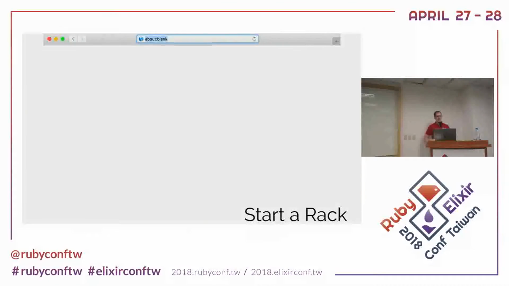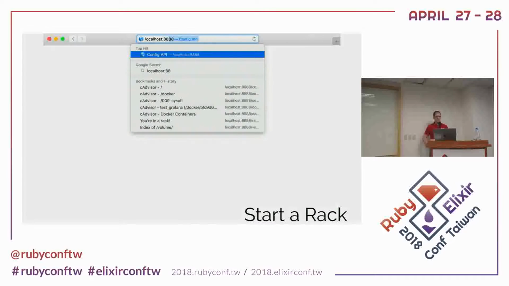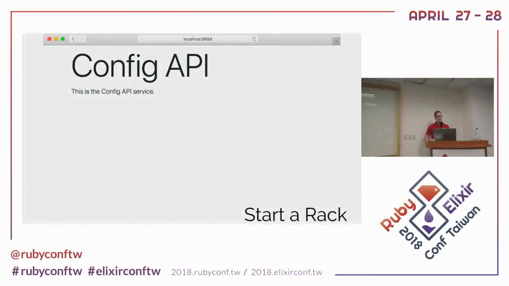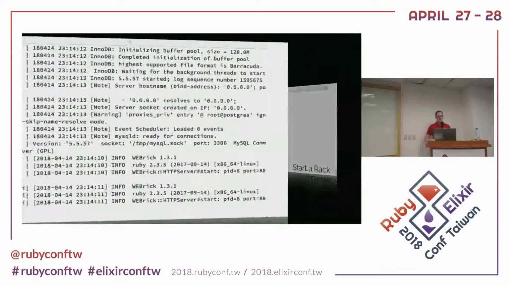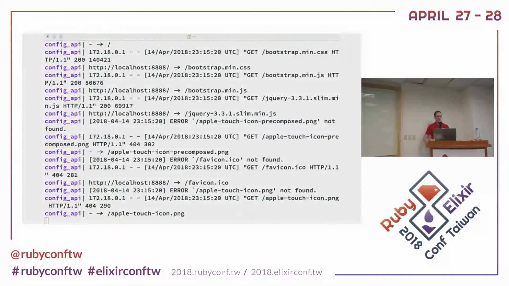The configuration service was running on port 8888. So when we load it, we see the main page for the configuration API. Now we're triple sure that the rack is working. Let's switch back to the terminal to view the logs for this request. Devly logs shows our HTTP requests from viewing the config API main page.